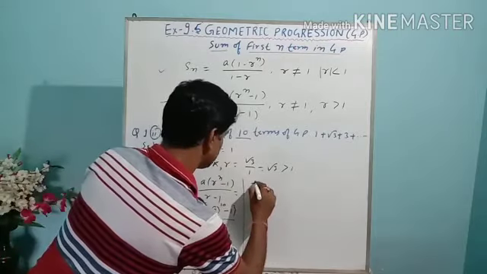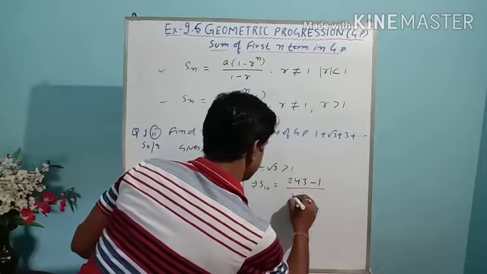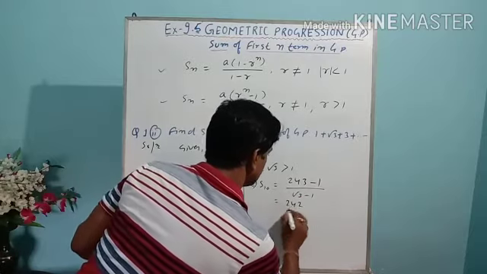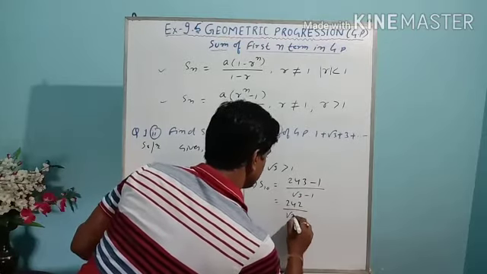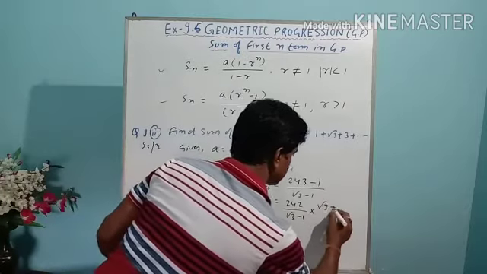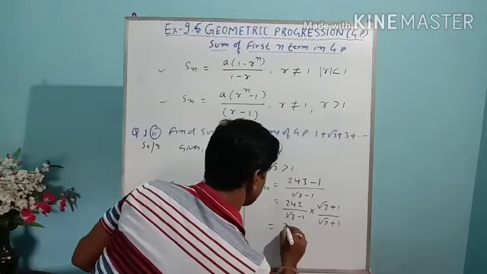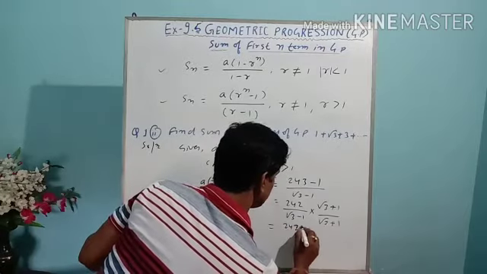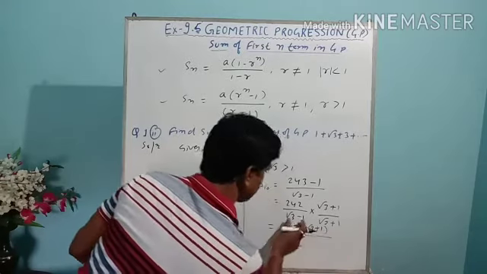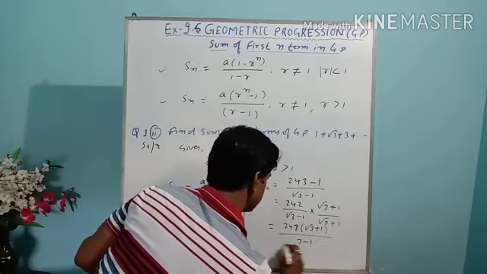That equals 243 minus 1 whole divided by root 3 minus 1. So 242 by root 3 minus 1. Now you rationalize it by multiplying by root 3 plus 1. So it will be 242 into root 3 plus 1 whole divided by a minus b, a plus b, so a square minus b square. So it will be 3 minus 1.